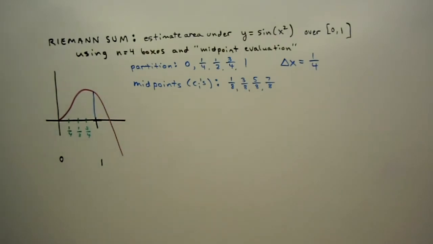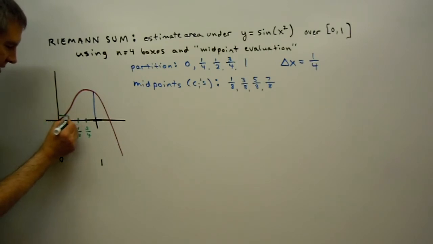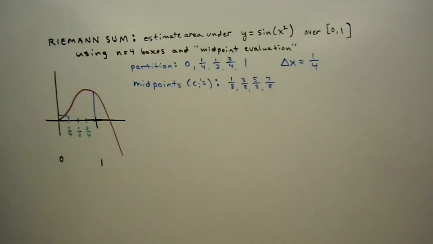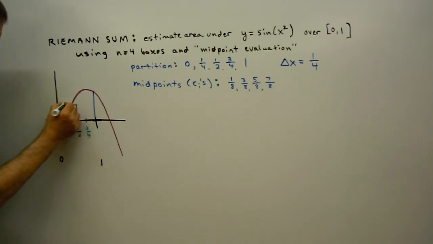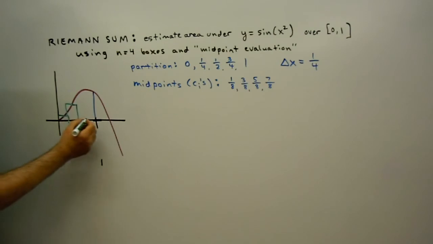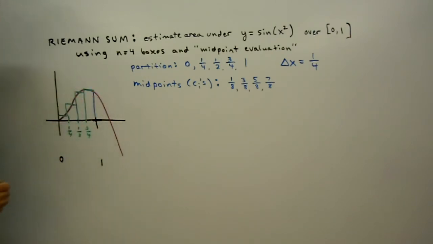Where those are used is, the midpoint of the first interval is going to determine, we're going to evaluate the function sine of x squared at 1/8. And that's going to determine the height of that box. Then we're going to evaluate sine of x squared at the next midpoint, 3/8, on that curve, and that gives you the height of the second box. We do that with the third, 5/8, which gives us the height of that box. And lastly, 7/8, the height of this box.